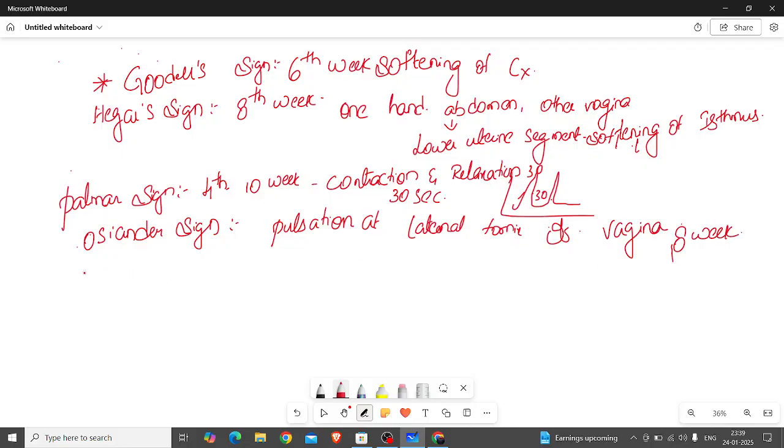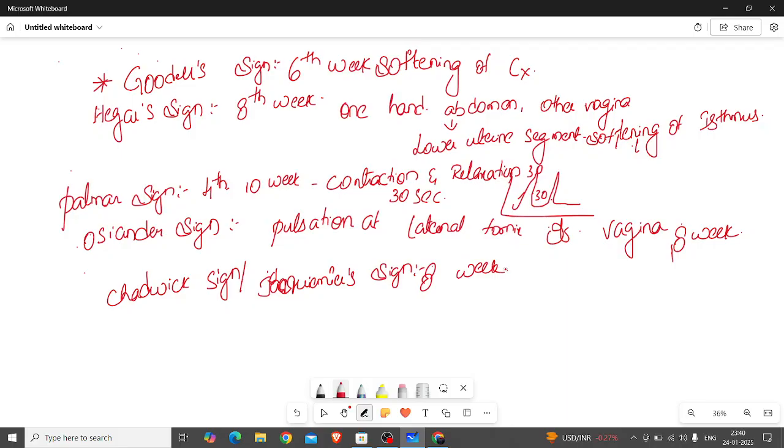Next sign, Chadwick sign or Jacques-Wimer's sign. This Chadwick sign will be seen at 8 weeks. And here what happens? In a normal client, the vaginal part will look pink in color.